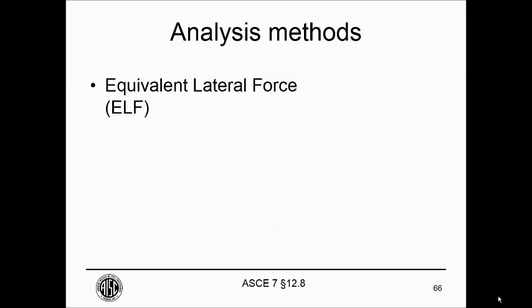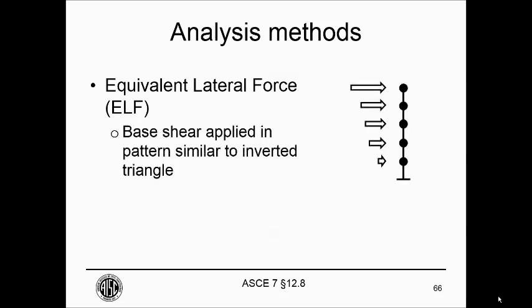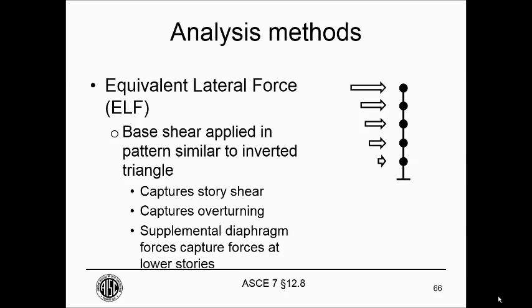The equivalent lateral force is really our base system of analysis. We compute our base shear, and then there's a pretty simple equation that we use to distribute that force. For a very stiff building, a short period, that looks very much like an inverted triangle if the mass is uniformly distributed. This does tend to capture the story shear that we want to design for. It does tend to capture the overturning moment that we want to design for. But it doesn't really capture those forces at the lower levels because of that force distribution. So we have a supplemental diaphragm design force that we also look at.